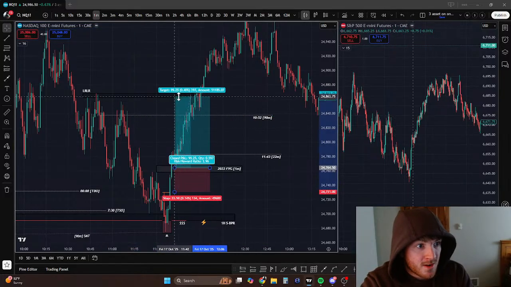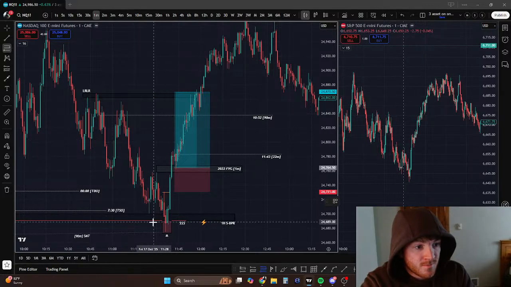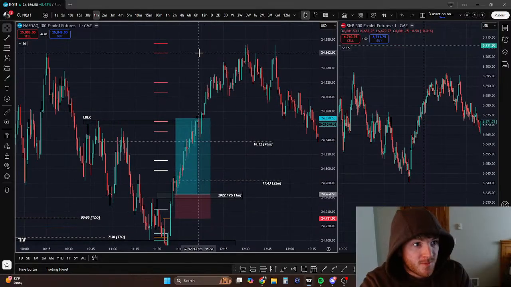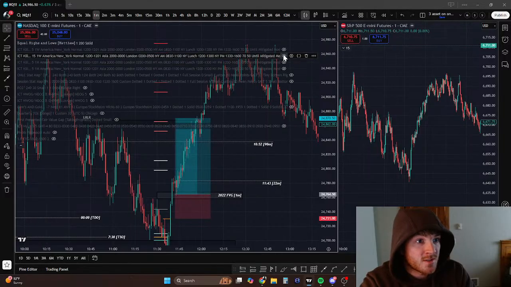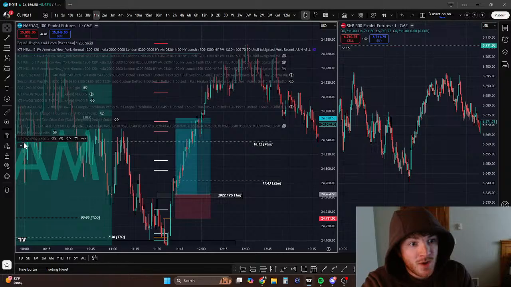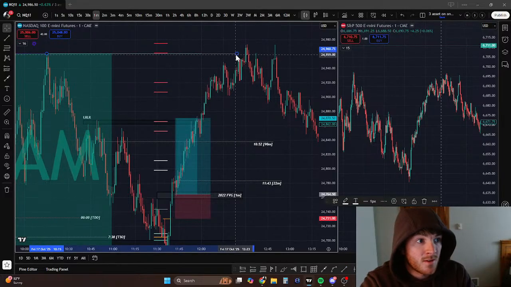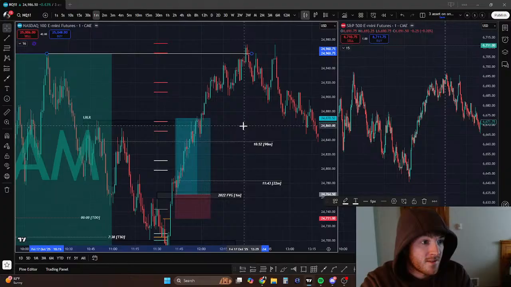Up to the LRLR. And let's project out the manipulation leg. And yeah, we go 4 standard deviations up, which aligns with that high. So honestly, that's what I would target. This looks like the high of New York AM session. Yeah, so I guess that was the obvious draw on liquidity. It was New York AM high. And obviously I'd scale out in this case, but the final take profit is New York AM high.